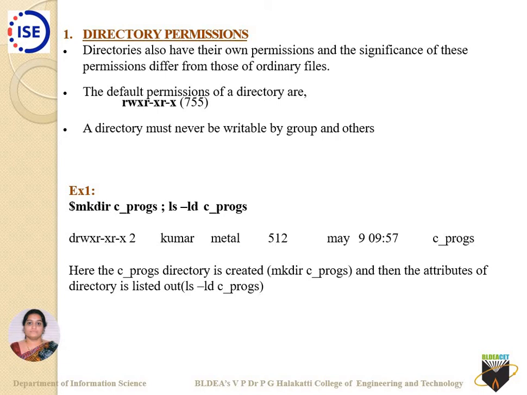The default permission of any directory is 755. So 755 stands for 7, all three permissions given to the owner. 5 is nothing but 101, that means read and execute permissions are given.